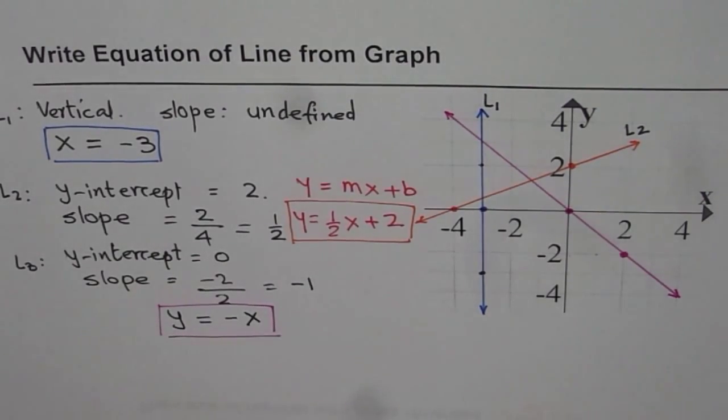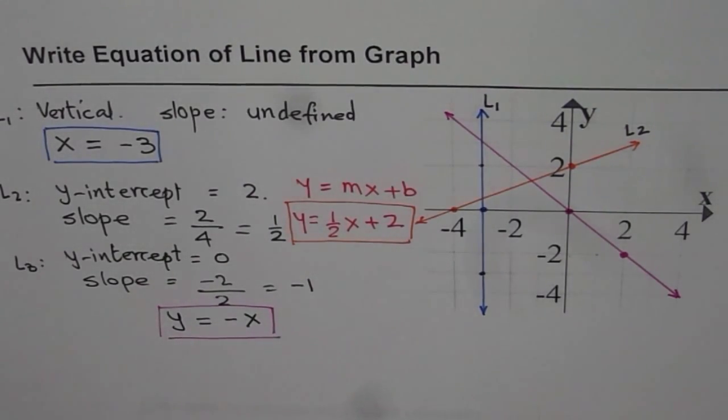So that is how we can write the equation of a line. Normally, to write the equation of a line, what you need to find is the slope and y-intercept. In that case, you can always write the equation in slope-intercept form. We'll have another question on this where we'll use different techniques to find the equation of a line from the graph.